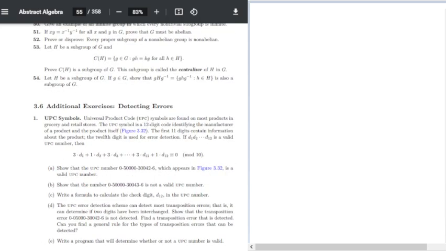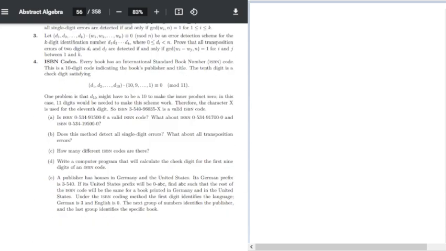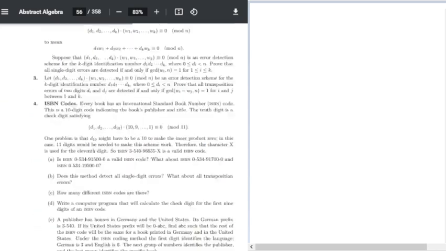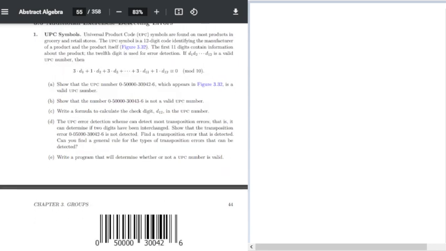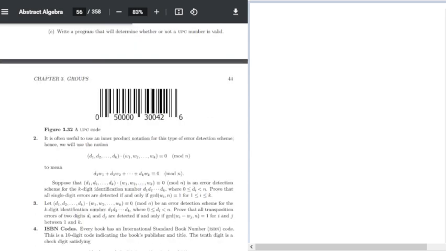Before we go, I'm just going to read through this, and I will let anyone who's interested actually do it. 3.6 additional exercise: detecting errors. 1. UPC symbols. Universal Product Code UPC symbols are found on most products in grocery and retail stores. The UPC is a 12-digit code identifying the manufacturer of a product and the product itself, figure 3.32. So it's this code: 05000300042 6.